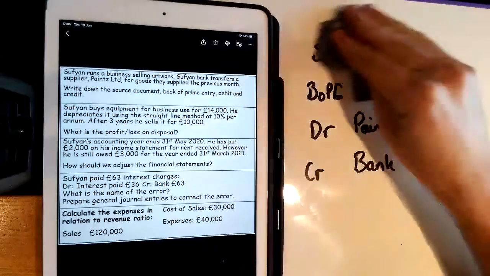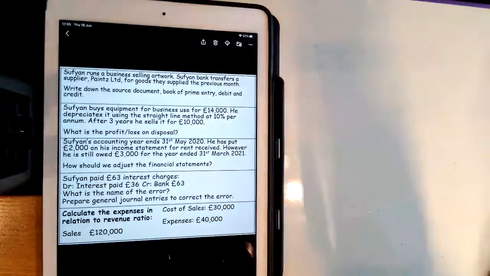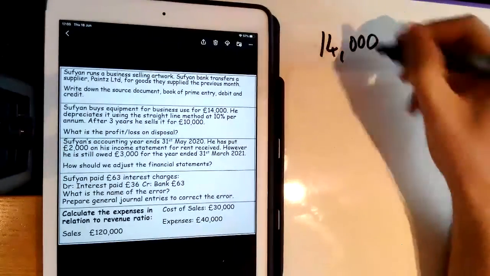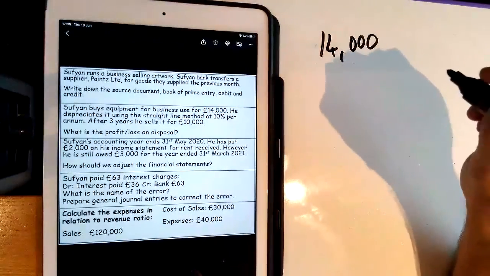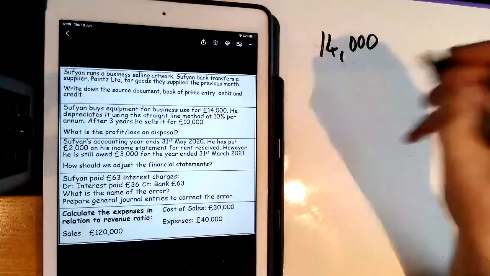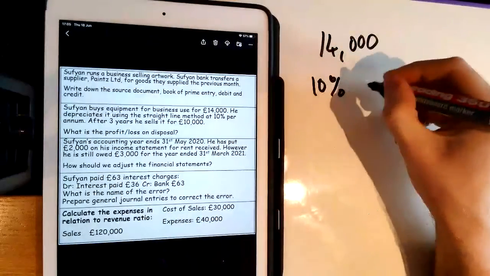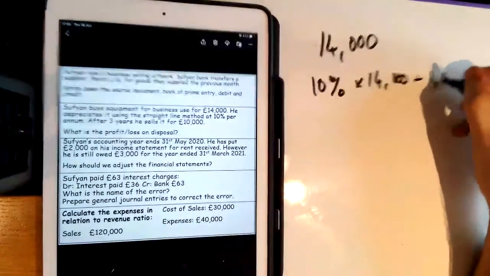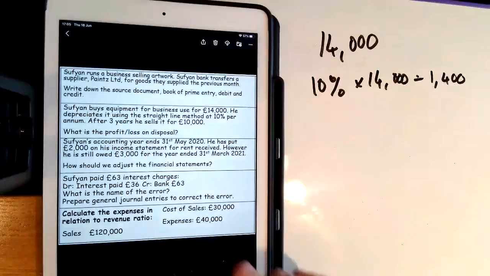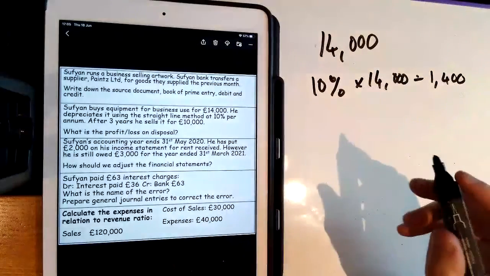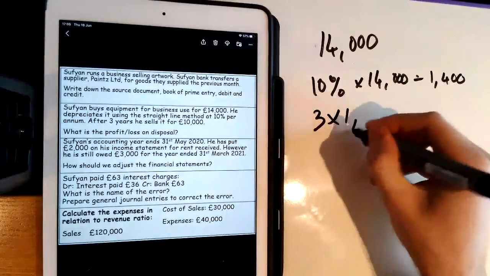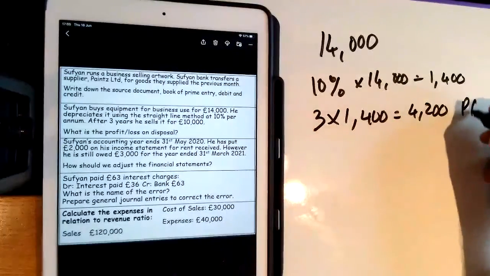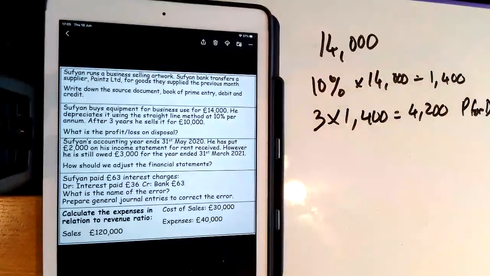Okay, second one. Sufyan buys equipment for business use for £14,000. That's the cost value. He depreciates it using the straight line method at 10% per annum. So that means we work with 10% of the cost price, and it's the same number each year. So 1,400 each year. So after 3 years, he sells it. So 3 times that gives me 4,200. So that's my provision for depreciation.